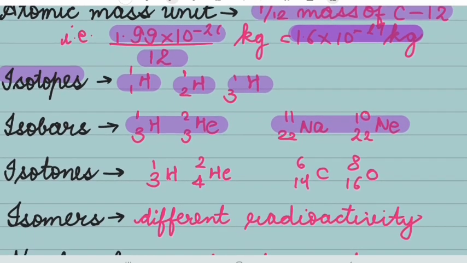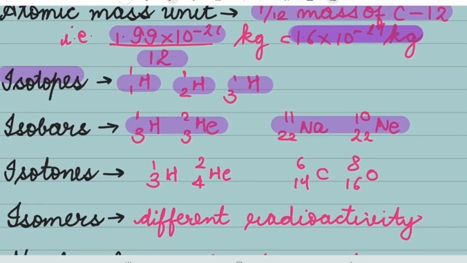When we talk about isotones, what are isotones? Isotones are those which have a constant difference of mass number and atomic number. When we subtract 1 from 3 we get 2, and here also 2 from 4 we get 2. So these are isotones. Similarly carbon and oxygen also.